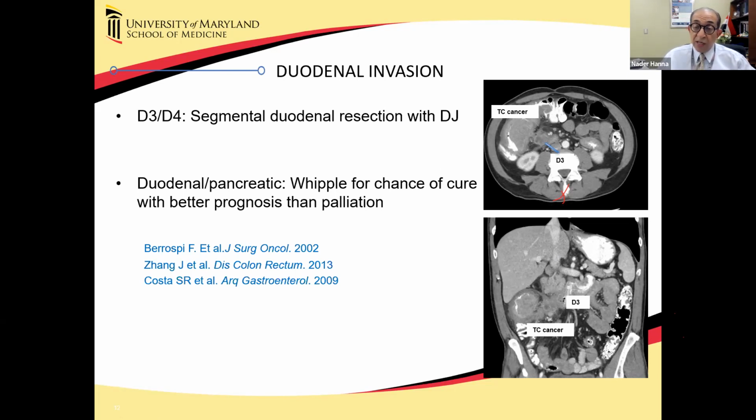There were several publications. However, you just need to be aware that, of course, there is selection bias. When people publish their outcomes of doing a Whipple for tumor penetrating into the head of the pancreas, they are highly selected and probably the patients have excellent performance status. Certainly the risk of complication after that is pretty high. Now, doing a Whipple for colon cancer invasion is different from doing a Whipple for pancreatic cancer.